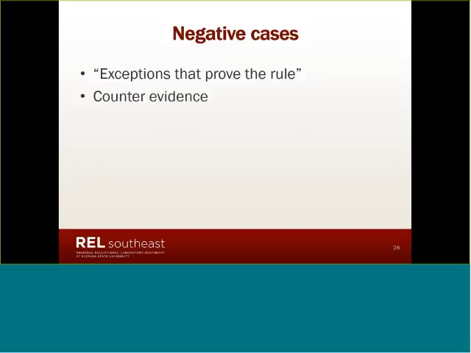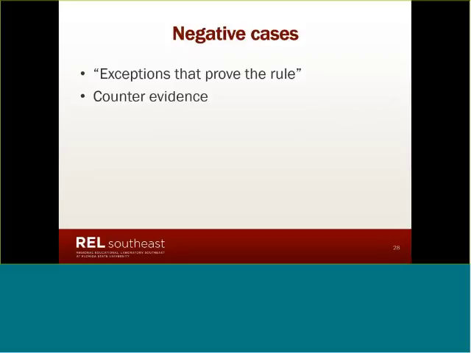Closely related to testing of rival explanations is the search for negative cases. Our understanding of qualitative patterns is increased by considering instances and cases that do not fit the pattern. These are exceptions to the rule, or for evaluation purposes, cases that elucidate the findings. Examples that do not fit help clarify the limits and the meaning of the primary pattern.